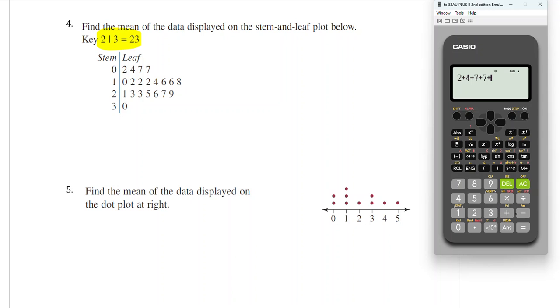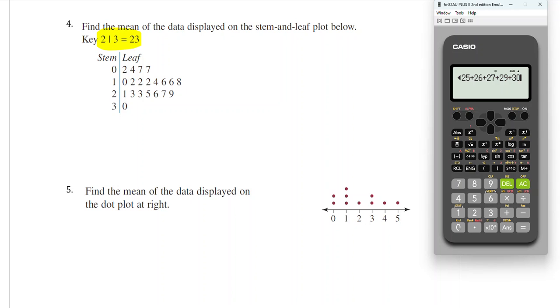Okay. Then plus, moving on to the second row, my first one would be 10 plus 12 plus 12 plus 12 plus 14 plus 16 plus 16 plus 18. And then onto the 20s, onto the third row. So plus 21 plus 23 plus 23 plus 25 plus 26 plus 27 plus 29. And then the last row is the plus 30.